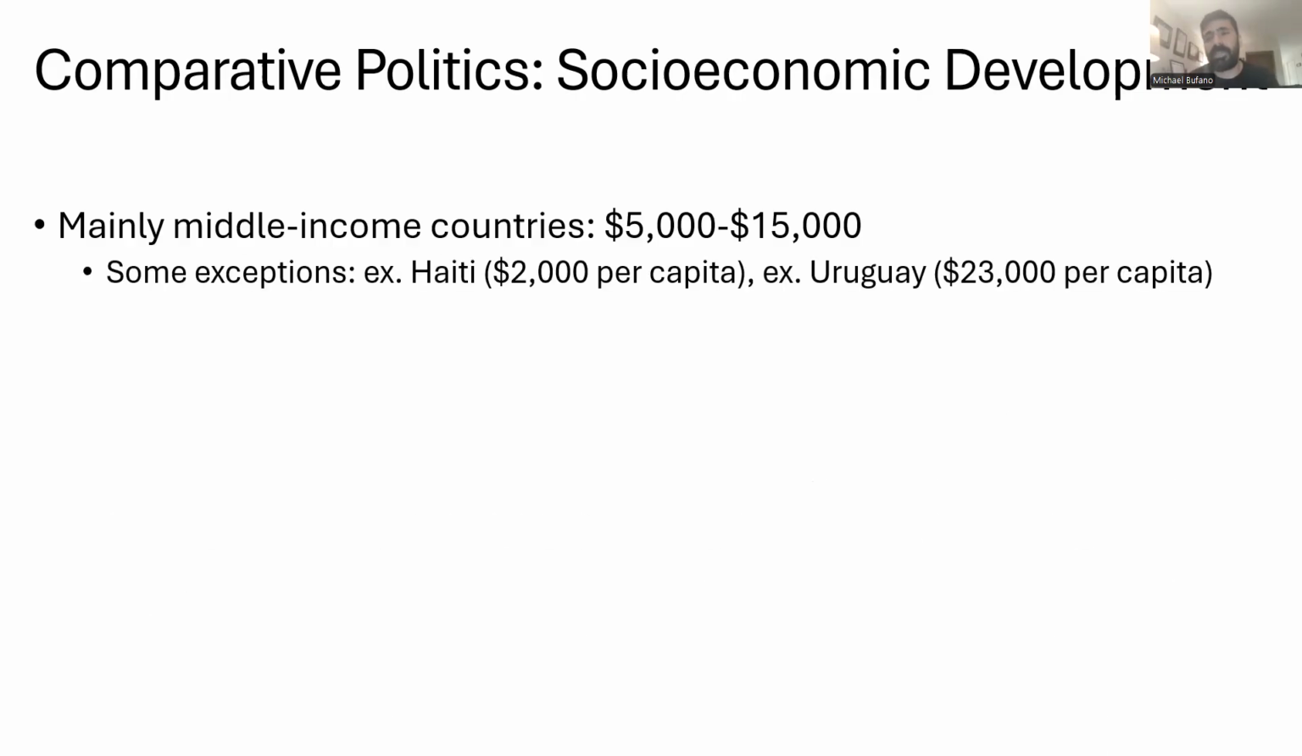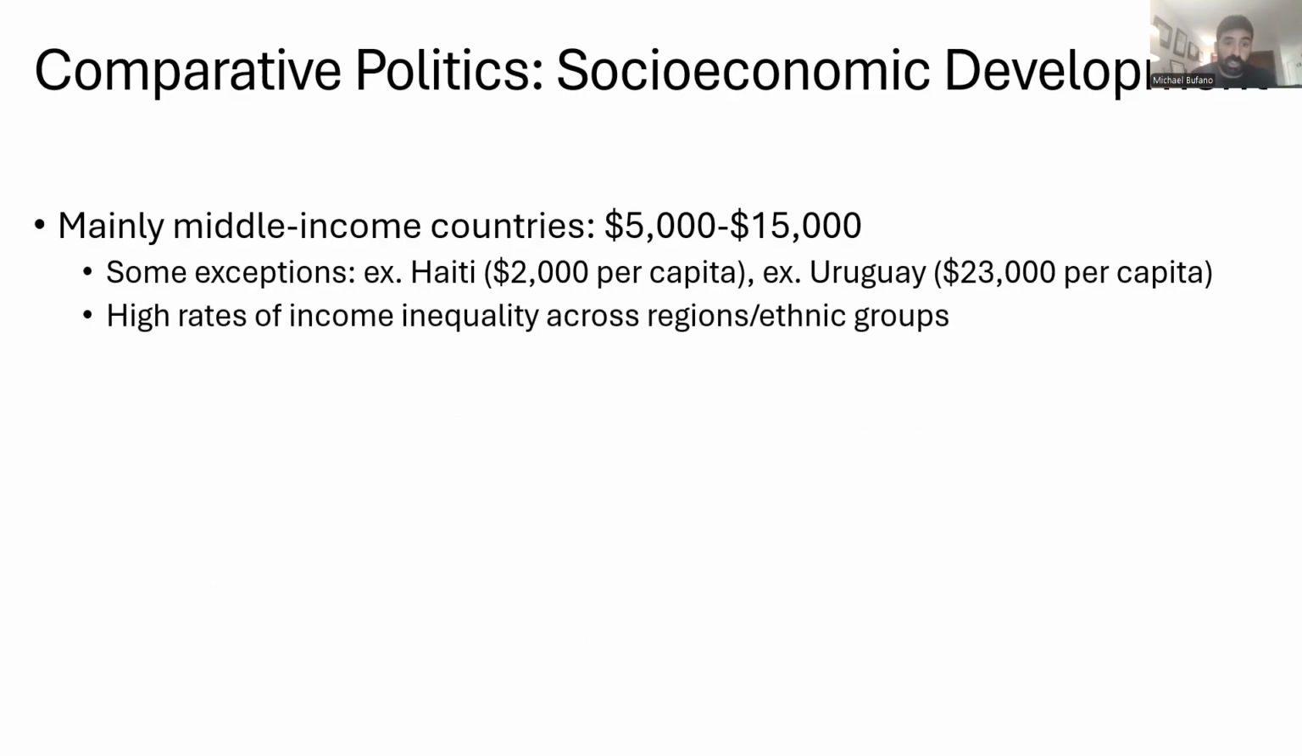Now, with that said, there are some exceptions to this. So Haiti is a very poor country. The average person earns less than $2,000 a year, whereas in Uruguay, the average person earns approximately $23,000 per year per capita. And so there are some differences across the region. There's also high rates of economic inequality within this region.